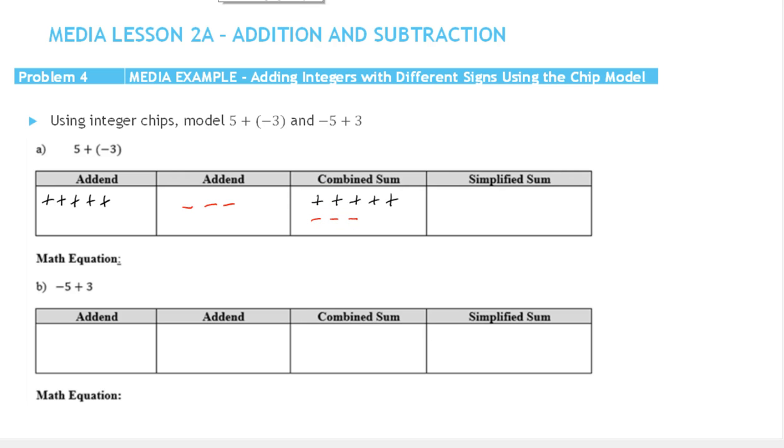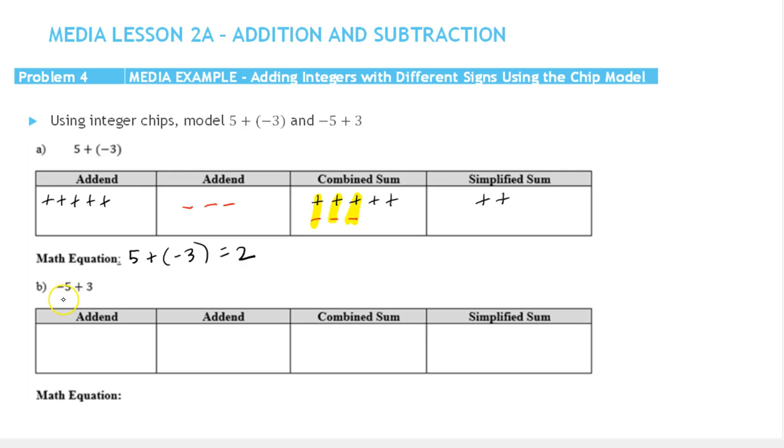Now remember what we did. I'm going to use the highlighter. This pair canceled, so any corresponding pairs of positive and negatives will cancel. And we do that till we're left with chips all of one sign. And now we're left with 2 positive chips, and that will be our simplified result. So our math equation is 5 plus -3 equals +2, or just 2.